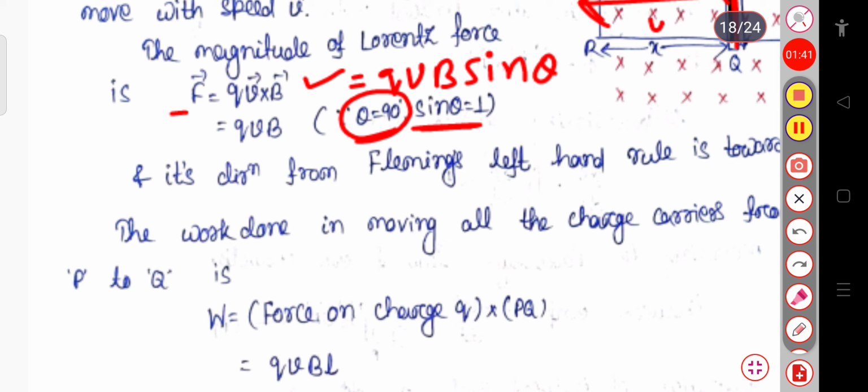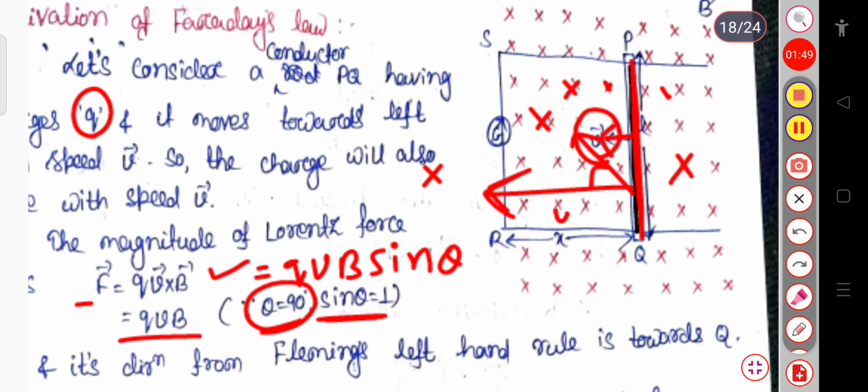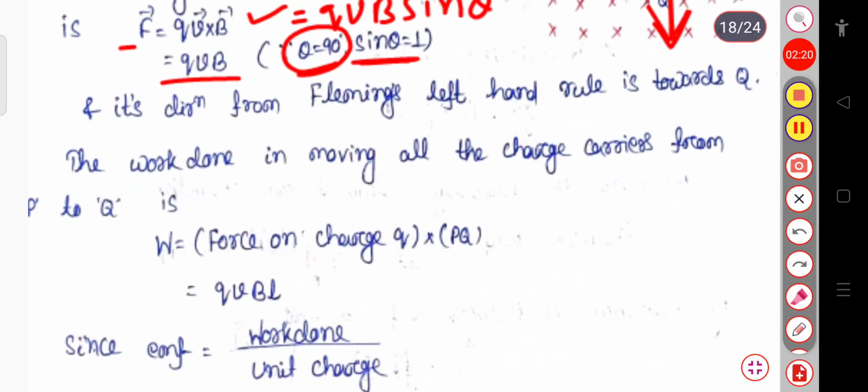So the force will be equal to Q v B, and the direction of the force you can see here will be towards Q. By using Fleming's left hand rule, if the conductor is moving in this direction, that is the middle finger direction for the motion of the conductor, and the index finger shows the direction of the magnetic field, then the thumb will show the direction of the force. So here the direction will be towards Q.